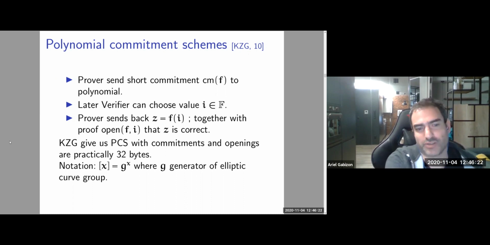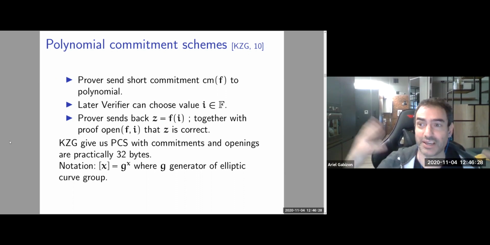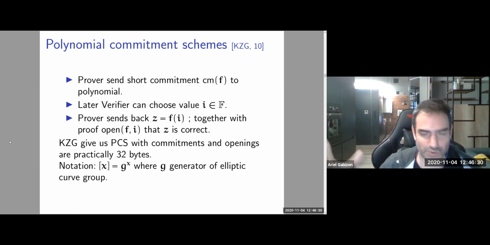So let's use this notation, x in brackets. Let's think of it as an encoding of x. What I mean by it is g to the x, where g is a generator of some elliptic curve group. The important property is that the discrete log problem is hard, so it's hard to get x back from seeing this encoding of x.